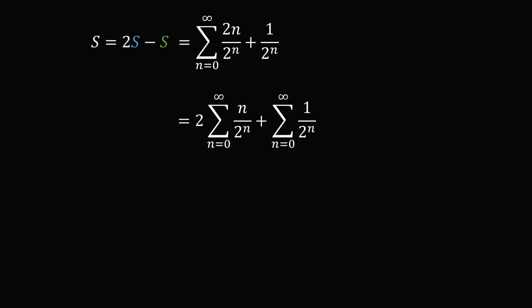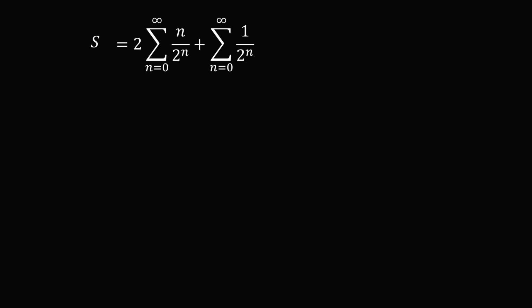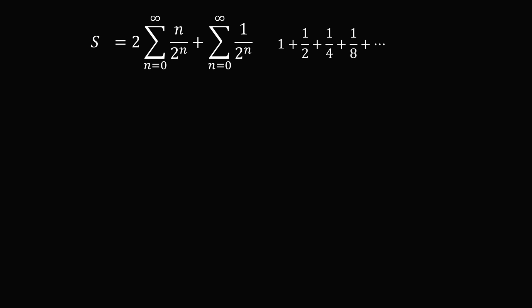So we have 2 times the sum from n equals 0 to infinity of n over 2 to the n, plus the sum of 1 over 2 to the n from n equals 0 to infinity. Now the second summation is easy to recognize. This is the sum of a geometric series with a common ratio of 1/2 and a first term of 1. So this is equal to 1 divided by 1 minus 1/2, which is equal to 2.